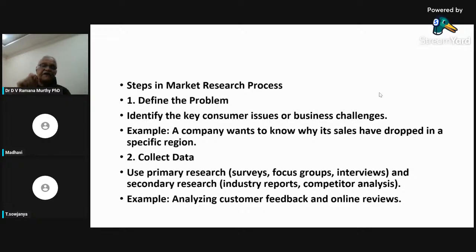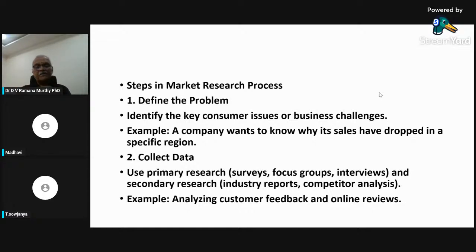Unless you identify a particular problem or a set of problems, it is very difficult for you to go in for a study. And the output that you're going to get out of a research will become useless, because you need to understand what you're going to study and why you're going to study it.